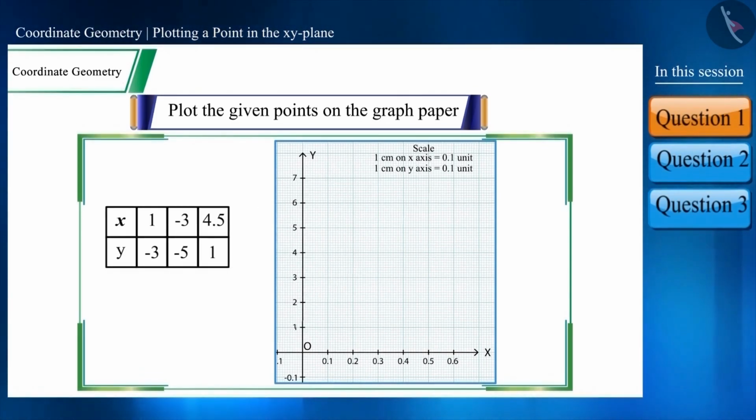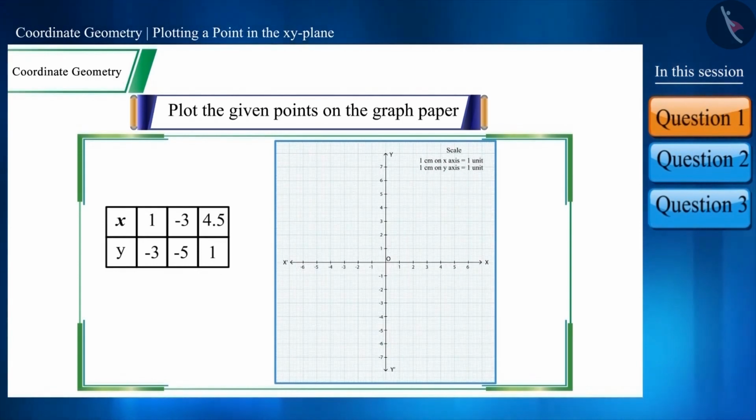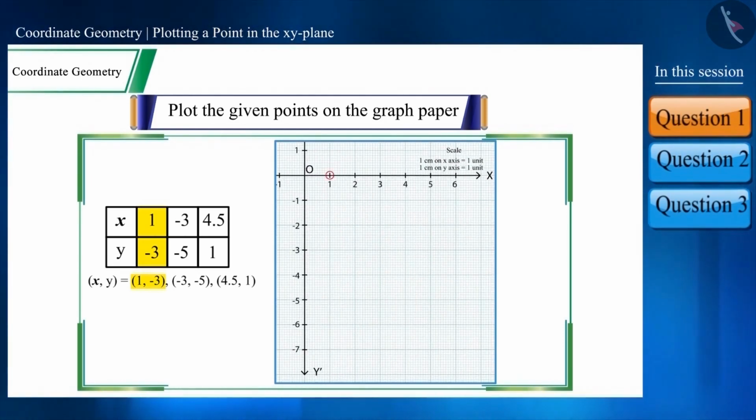We will write numbers here taking 1 centimeter equals to 1 unit. You can also write these numbers in the form of coordinate points like this: (1, -3), (-3, -5), (4.5, 1). Friends, we will now plot the first point, (1, -3). According to the methods described in the previous video, x coordinate is 1. So from 1, move the line to -3 on the y-axis and plot the point there.